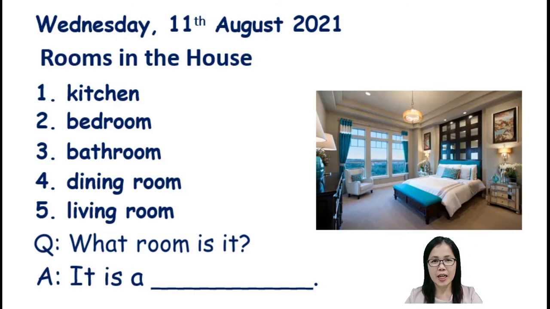Let's do the activity. Get your notebook and copy. Wednesday, 11th August 2021. Rooms in the house. Number 1. Kitchen. Number 2. Bedroom. Number 3. Bathroom. Number 4. Dining room. Number 5. Living room.